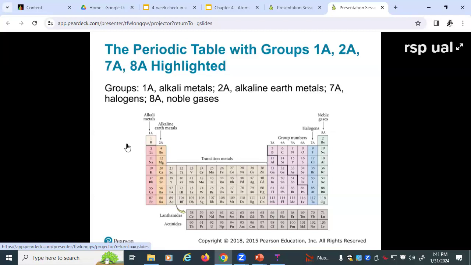So if you've got those 2 groups highlighted, the alkali and the alkaline earth, flip over to the other side. On the non-metal side, we have group 7A, group 17. Those are the halogens. And in group 8A, group 18, you have what are called the noble gases.